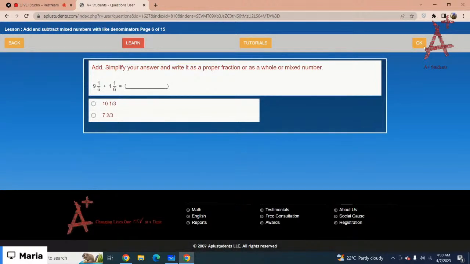Okay, the next one is 9 whole 1 over 6 plus 1 whole 1 over 6. So just add the whole numbers. 9 plus 1 is 10. Then add the fractions. 1 plus 1 makes 2, so it would be 10 whole 2 over 6. Got it? You can divide the fractional part by 2, so it would be 10 whole 1 over 3.